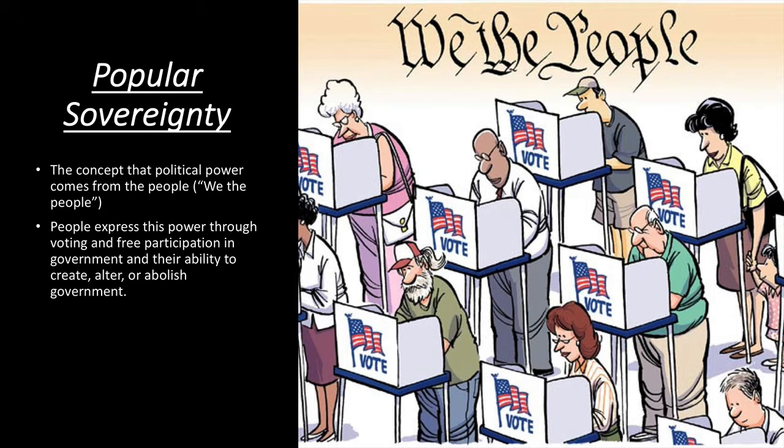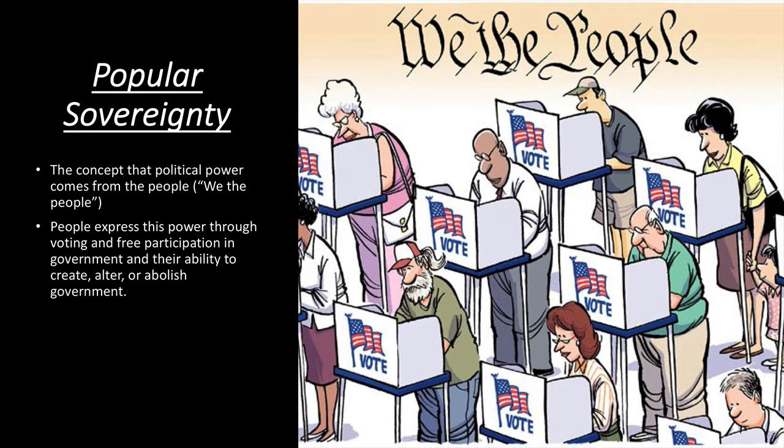Another one that's extremely easy is popular sovereignty. Popular means people. It's the same word that's at the root of population. So popular is people, and sovereignty is just a big word for power. And so this phrase, we the people, this is again a good description of popular sovereignty.